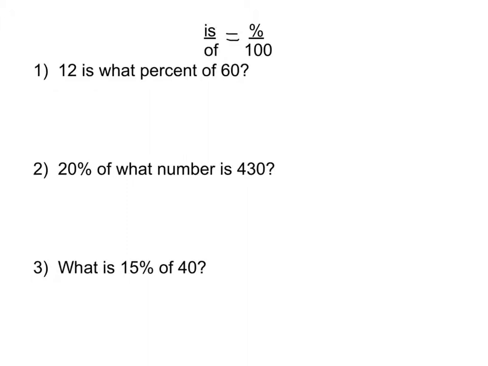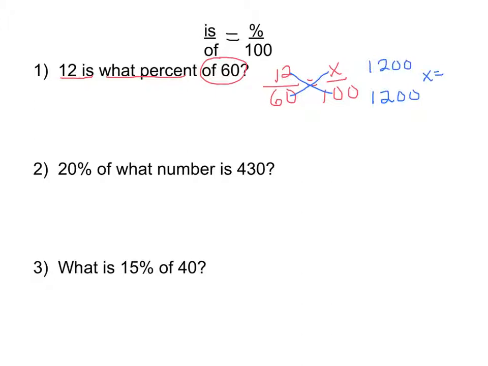Okay, hopefully you've had time to go through and do the problems. In that very first problem, I have 12 is. So I'm going to put 12 on the top. It says of 60. The 60 is going to go on the bottom. It says what percent. I don't know what my percent is, so that's equal to my x, and it's over 100. Now, in order to solve that, I know that 12 times 100 is equal to 1200. I know that 60 times x also has to equal 1200. So my answer to that is 20. So that means 12 is 20% of 60.